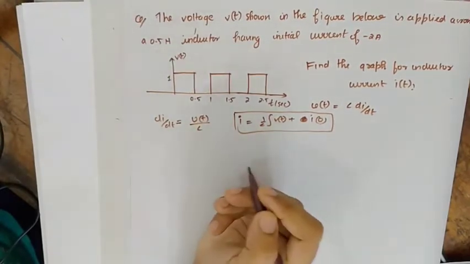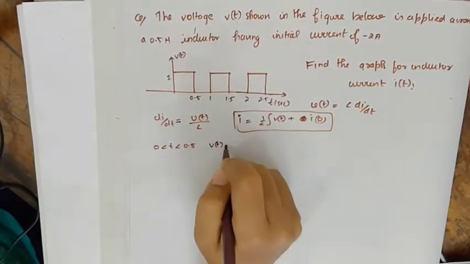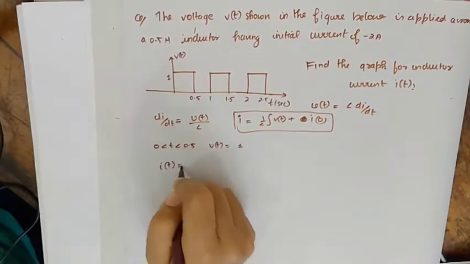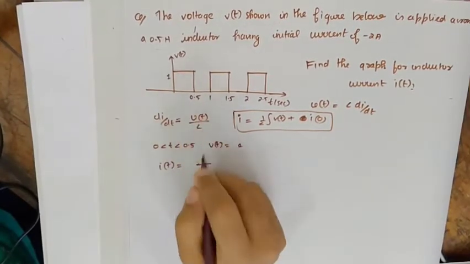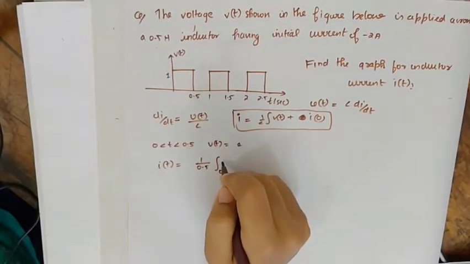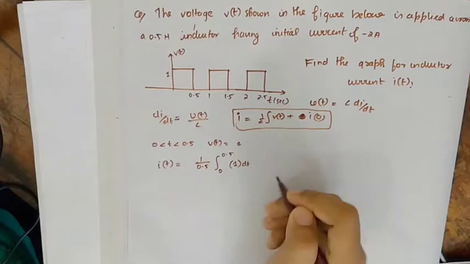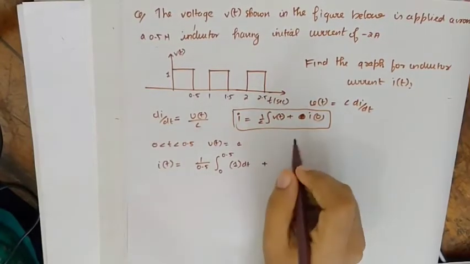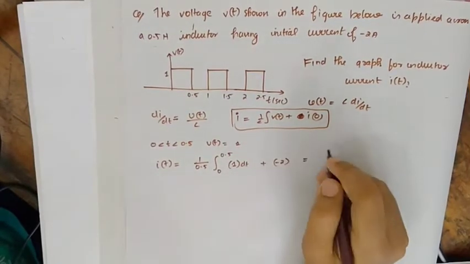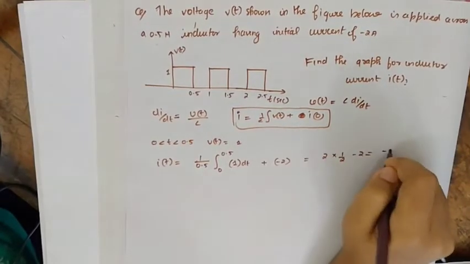And now what is V of t? For 0 less than t less than 0.5, V of t is equal to 1. So for that time I of t is equal to 1 divided by, instead of L we have 0.5, integral 0 to 0.5 of V of t, instead of V of t we have 1 dt, plus I of 0 which is minus 2. That is equal to 2 into 1 by 2 minus 2, which is equal to minus 1.